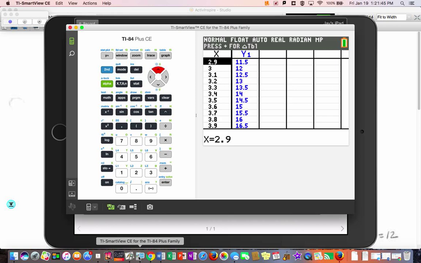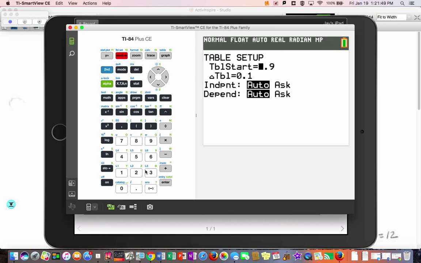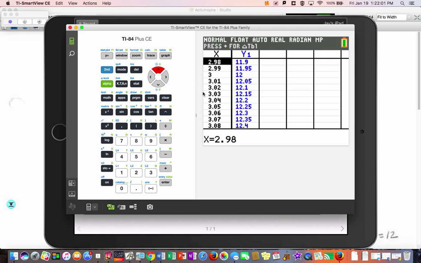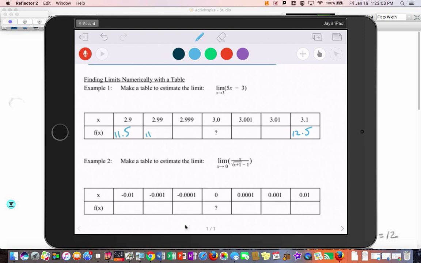And then we can go back to our calculator and do table set. Again, we're approaching 3. And now we want to do a little bit smaller, the 0.01. And so you can see now we have 12.05 and 11.95. And I'm guessing if you do that one more time and go 0.001, you could probably guess it. This is 11.995 and 12.005.